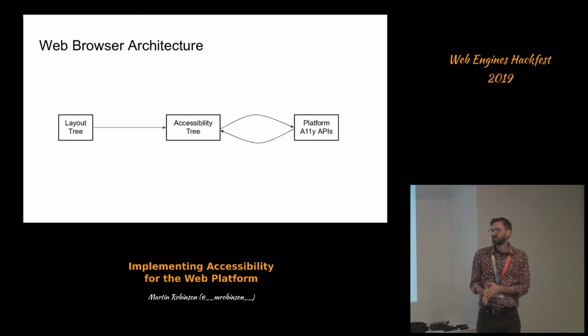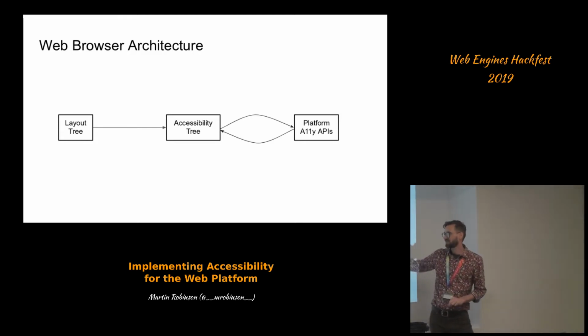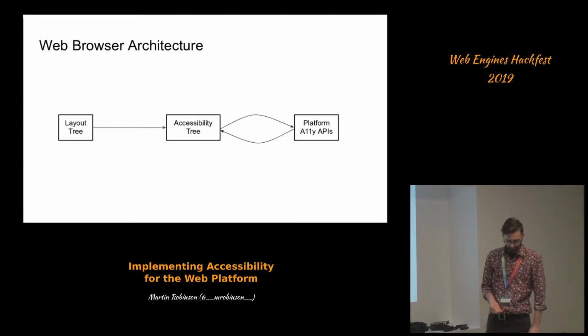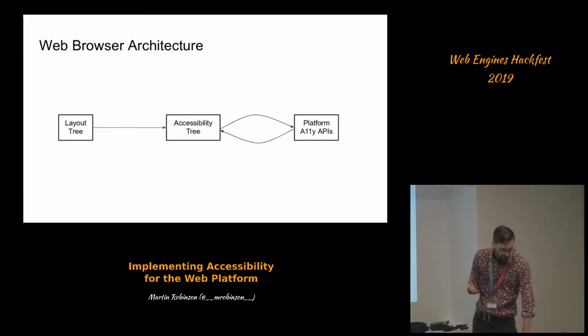And inside the web browser, typically what you have is the layout tree or the flow tree, whatever you call it in your browser. And then, typically speaking, there's another tree, which is the accessibility tree, which is a transformation of the layout tree into a tree that's useful for interacting with assistive technologies. And typically this accessibility tree is hooked in some way to the platform accessibility APIs. So this is all well and good, but what does this look like?